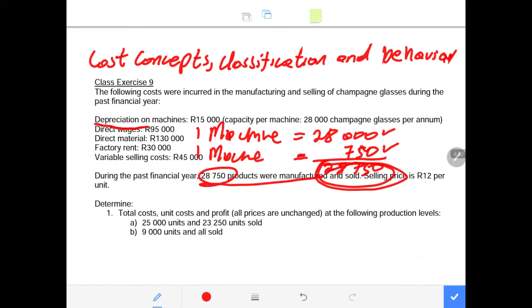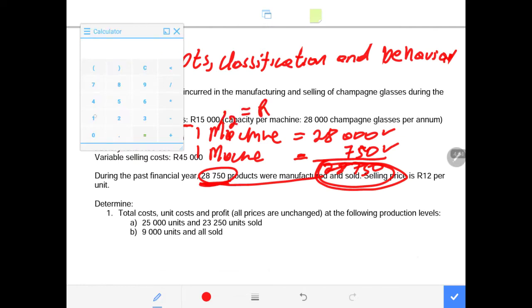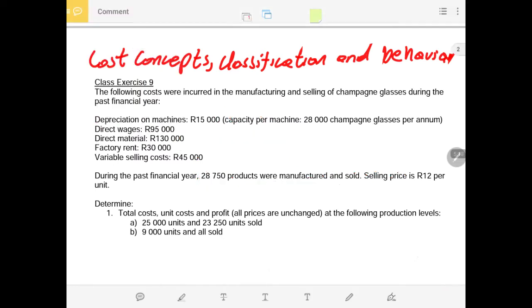Meaning the depreciation on machines of 15,000 is the depreciation for 2 machines that were used to manufacture 28,750. So 15,000 divided by 2 will tell us how much the depreciation is for one machine. So we say 15,000 divided by 2, so that we know the depreciation for one machine is 7,500 rands, in the case where we produce only up to a maximum capacity of 28,000 units, but anything above that will require another machine, as it was in this scenario. Now we have captured this very clearly. It is very important to know how to calculate the step-up fixed cost.